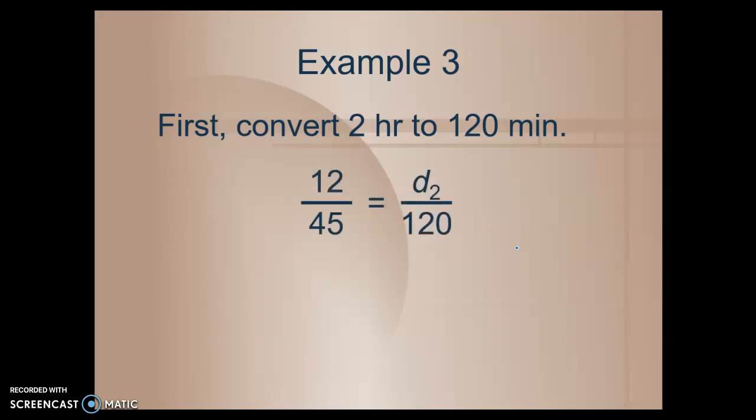12 is to 45 as distance 2 is to 120. And if you've forgotten how to solve a proportion, all we need to do at this point is cross multiply. So 12 times 120, which is 1,440, is equal to 45 times distance 2. From there, to get distance 2 by itself, we can see it's being multiplied by 45, so let's divide by 45. And we get that distance 2 is equal to 32 miles.